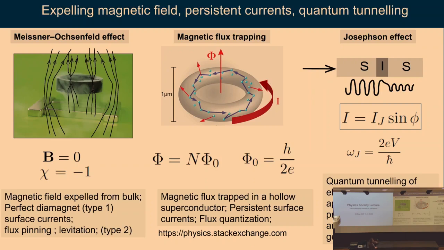And if you have a superconductor, insulator, superconductor junction, a superconductor will have a wave function with a phase, which will change across the junction. And as a result, there will be a spontaneous current which occurs due to the phase differences between the two sides of the superconductor. So this is called the Josephson effect, which was predicted here in Cambridge a long time ago.